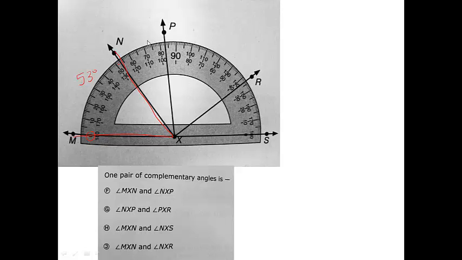Now this one, NXP, measures how much? Well, look, you go from 53, which was right here, to 80, 81, 82, 83 right here. I need to know how much is in between here and here. Well, you know that 83 minus 53 is going to give you this distance, right? Well, 83 minus 53, you should know, is 30 degrees. So far so good.